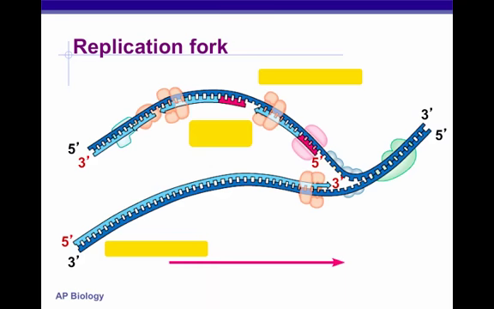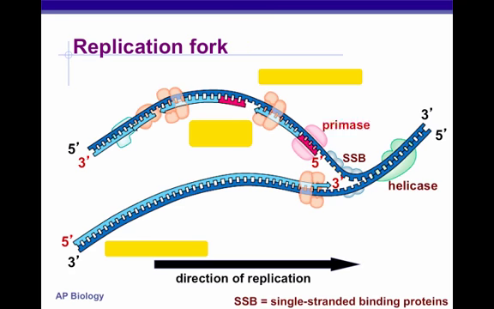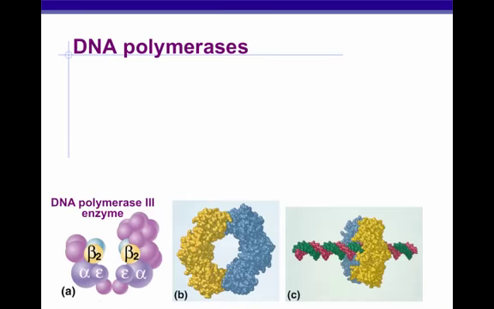So let's have a quick review here. Again, the direction of the replication is, in this case, left to right. Here's our helicase, single strand binding proteins. Here's primase, which is going to add the RNA primer. DNA polymerase 3, which is on both sides. Okazaki fragments, which are on the lagging strand. Ligase, which is connecting the Okazaki fragments. DNA polymerase 1, which is going to go through and take out the RNA primers on the leading strand down here and the lagging strand up above.